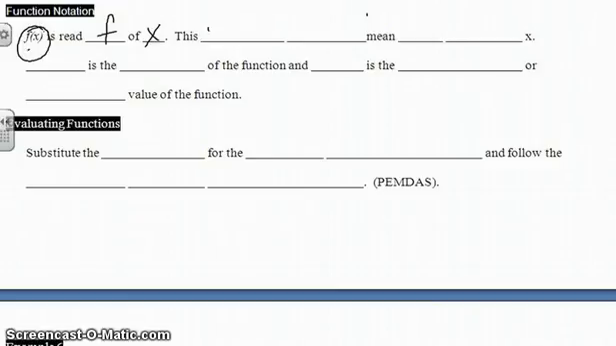This does not mean that f is times x. Does not mean that. And I know typically when we write two variables next to one another, that's exactly what it means, but not when we're using function notation. F of x is just the name of the function.